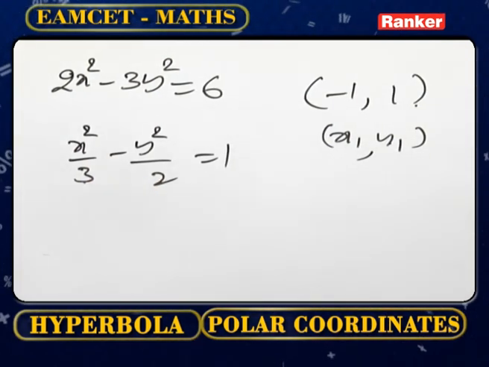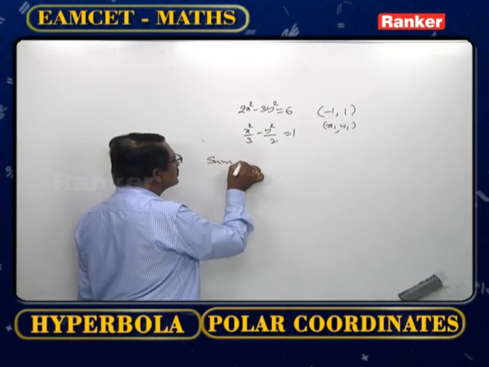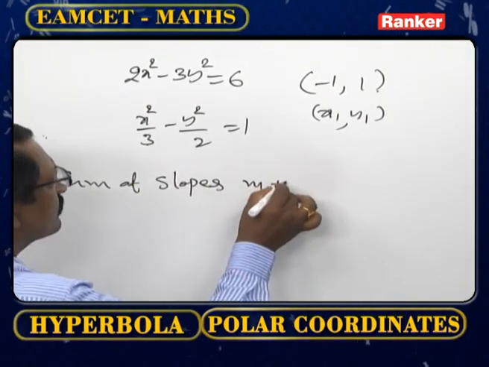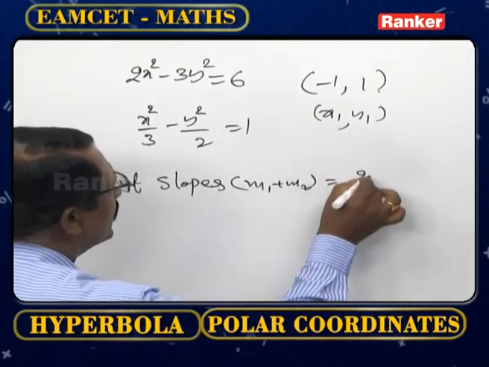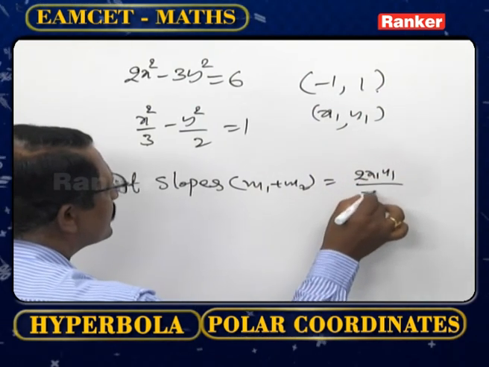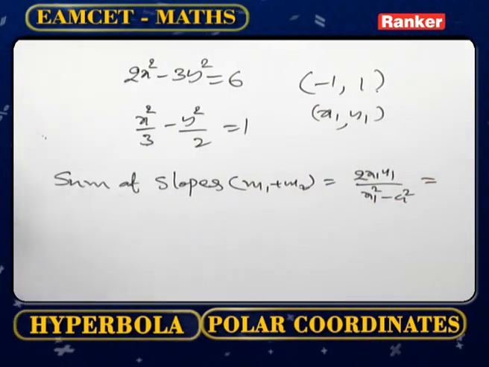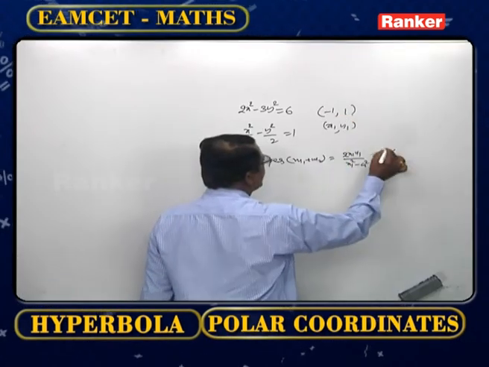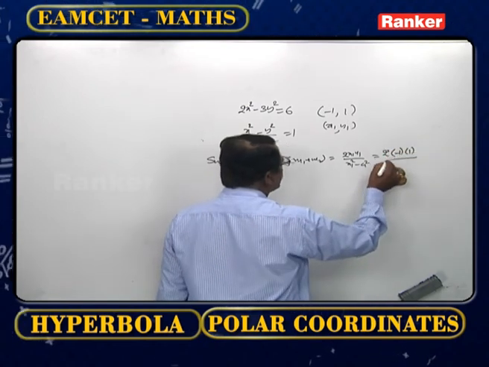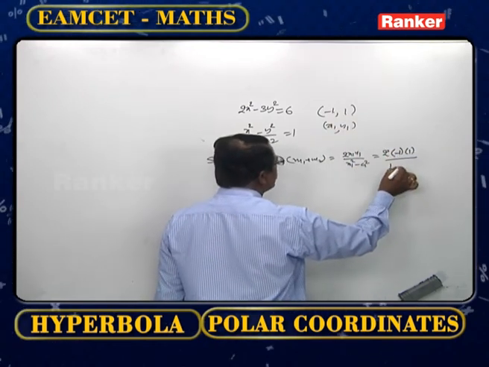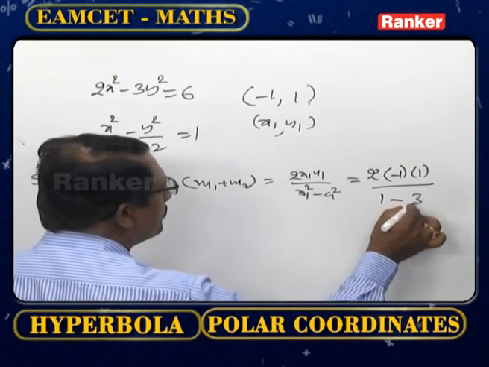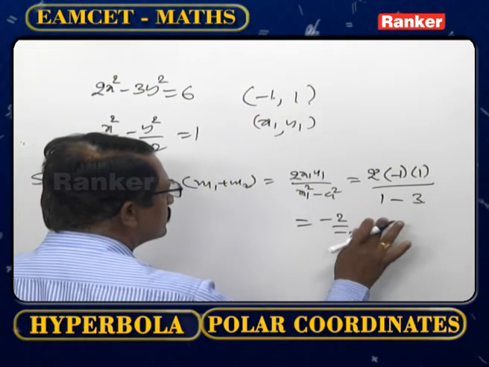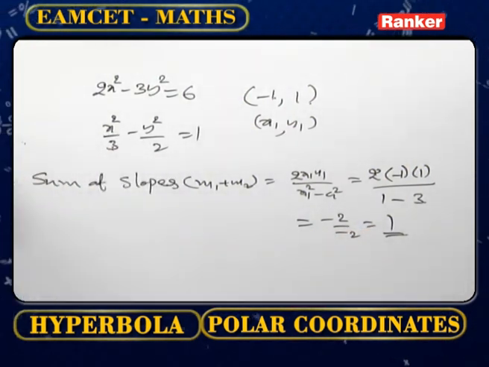Now sum of slopes m1 plus m2 equals 2x1 y1 by x1 square minus a square. Now 2 into x1 minus 1, y1 1, by x1 square 1 minus a square 3, that equals minus 2 by minus 2, or that equals 1. Sum of slopes equals 1.